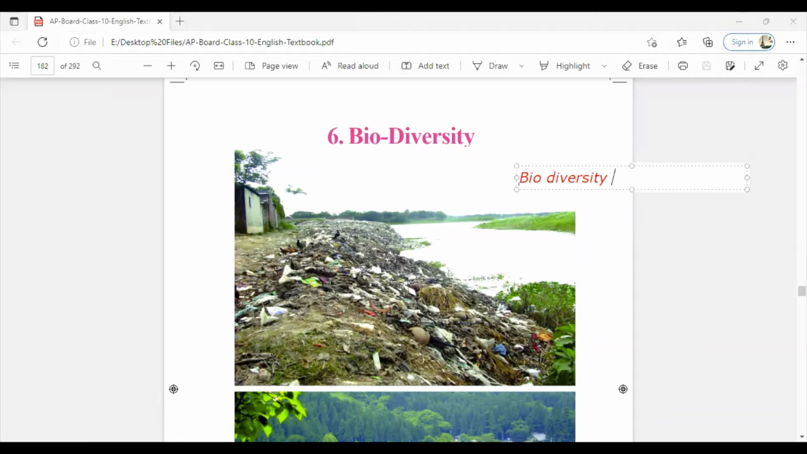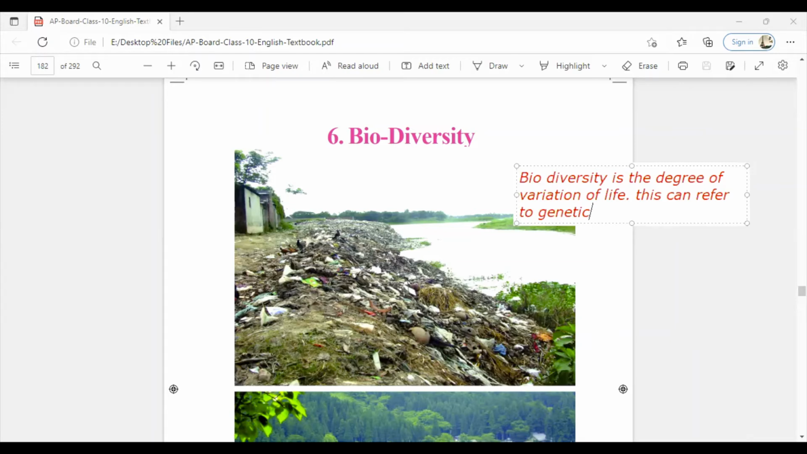Biodiversity is a degree of variation of life. This can refer to genetic variation, like genes. You might have read it in the bio.